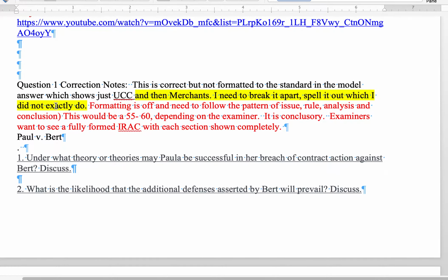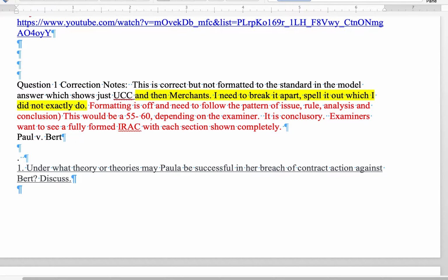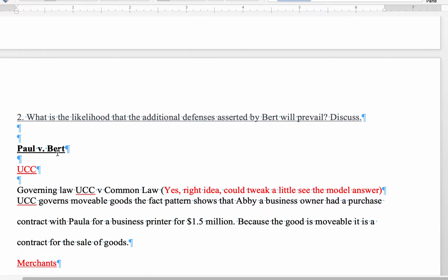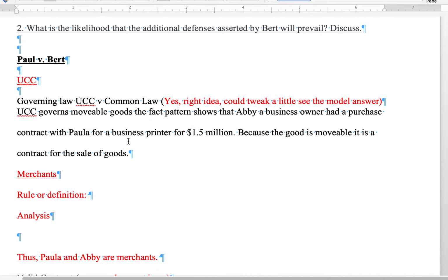the Paula versus Bert, you write UCC, which is the law, and then you write the definition of why UCC applies, and then you write why it applies. You show your work, and then you write a conclusion. This could be a couple of sentences. It doesn't have to be that much. Now let's see what the friend wrote.